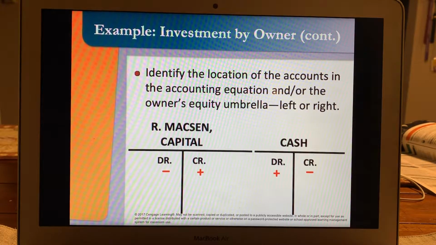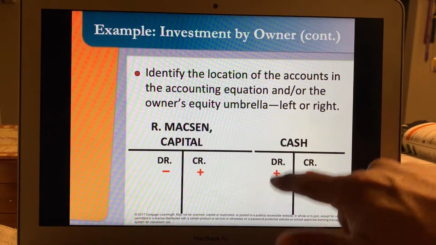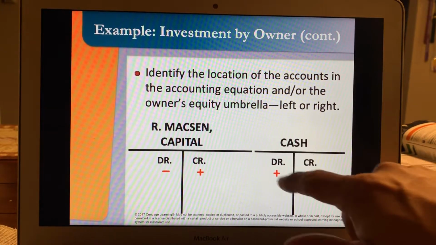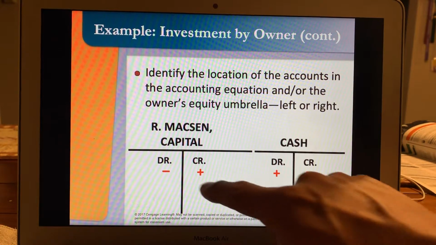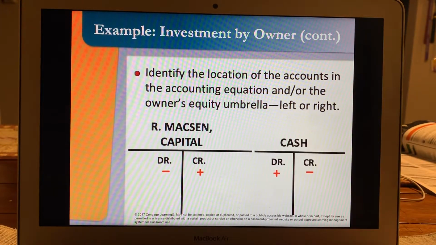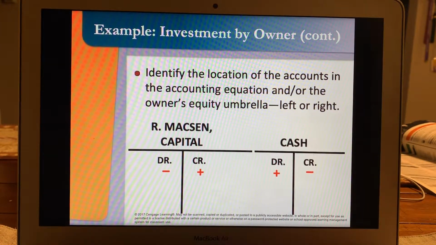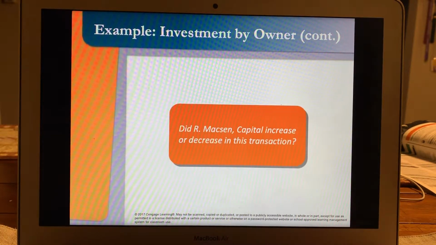Whenever I think of it, I always start with cash. Is my cash going up or down? Well, it's going to increase here. That means I need a credit on the opposite side. So the capital account is going to be credited there. So whenever you have a debit, there's always a credit, or whenever you have a credit, there's always a debit.